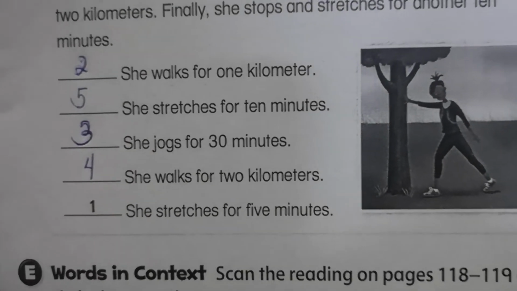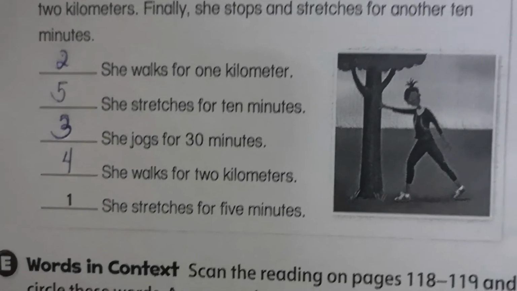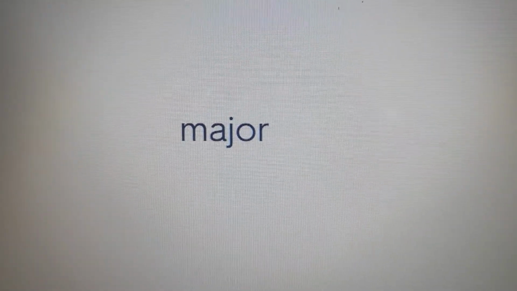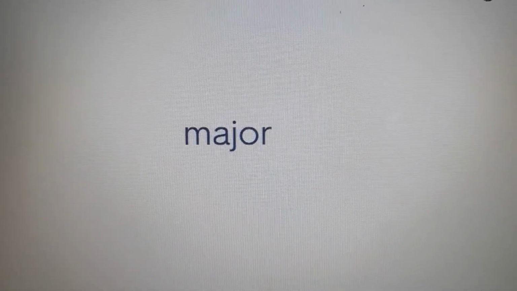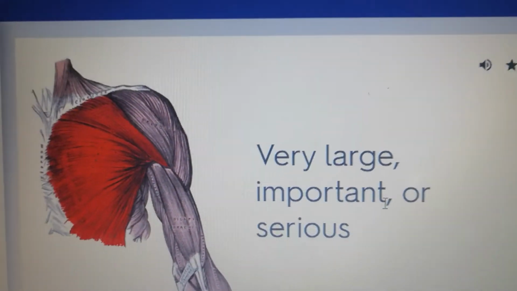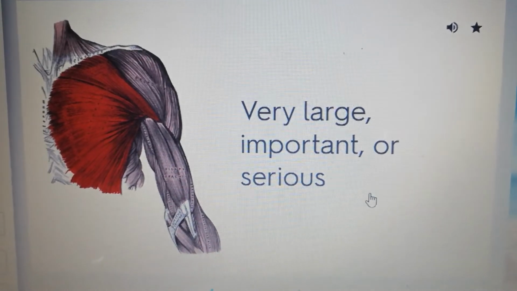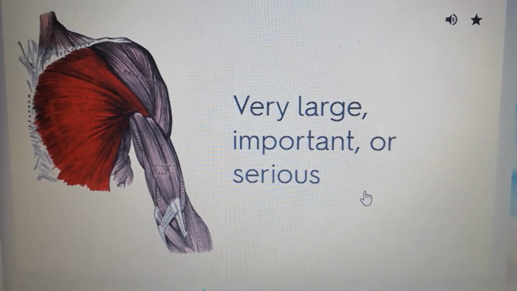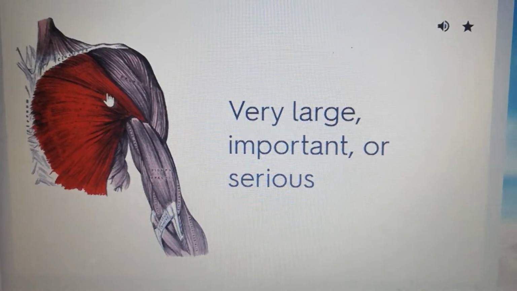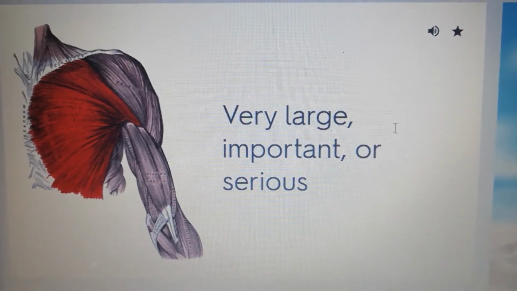Okay. So before we read the story again, I'm going to explain the words in context, okay? So listen carefully. The first word in the words in context is major. What is major? Major is very large, important or serious. So our muscle or our skin is a major part of our body. So this is what we call major.